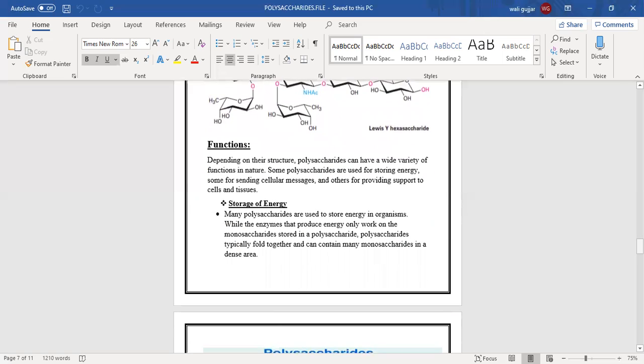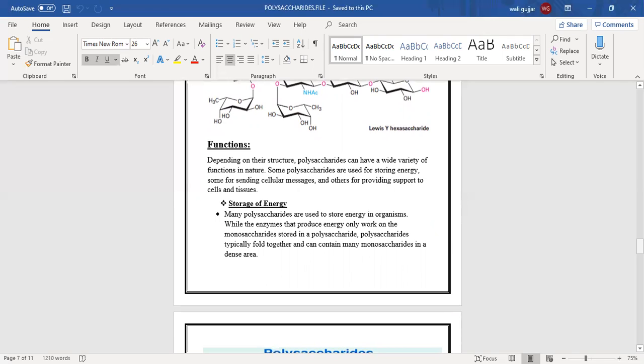Then, functions of the polysaccharides. Depending on their structure, polysaccharides can have a wide variety of functions in nature. Some polysaccharides are used for storing energy, some for sending cellular messages, and others for providing support to cells and tissues. So, storage of energy: many polysaccharides are used to store energy in organisms, while the enzymes that produce energy only work on the monosaccharides stored in the polysaccharide.